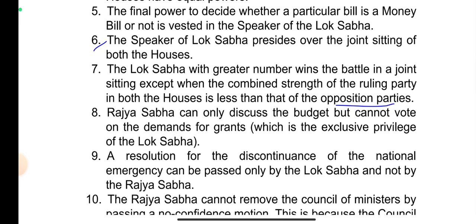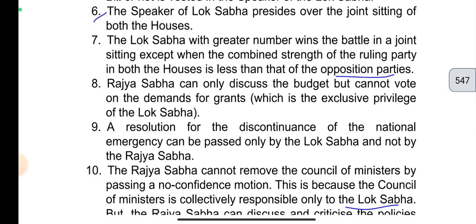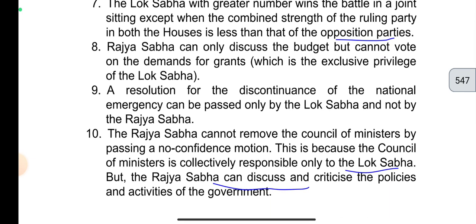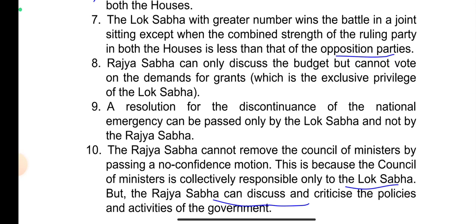The final power to decide whether a particular bill is a money bill or not is vested in the Speaker of the Lok Sabha. The Speaker of the Lok Sabha presides over the joint sitting of both houses. The Lok Sabha with greater number wins the battle in a joint sitting, except when the combined strength of the ruling party in both the houses is less than that of the opposition parties.